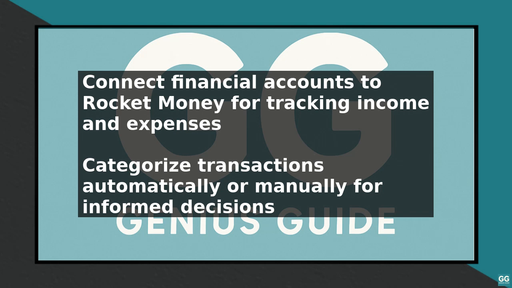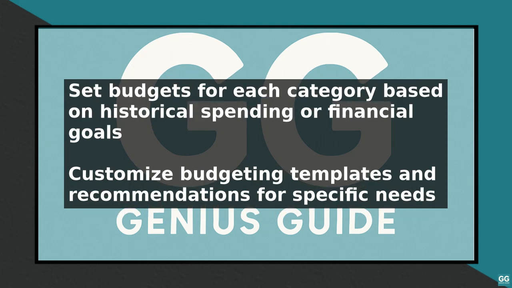The first step is to categorize your transactions, which can be done automatically or manually. Rocket Money uses machine learning algorithms to categorize transactions, but you can also customize the categories to fit your specific needs. For example, you can create a category for dining out or entertainment, and assign transactions to these categories as they occur.